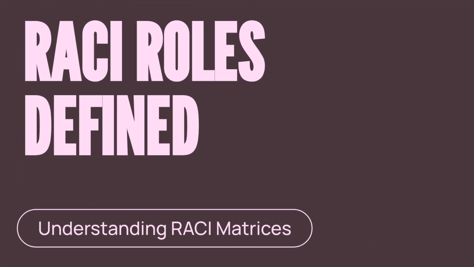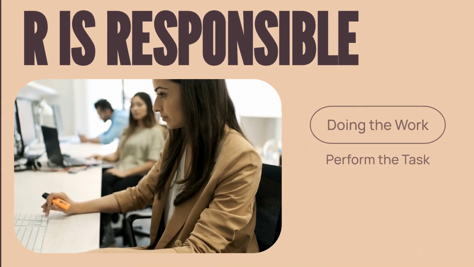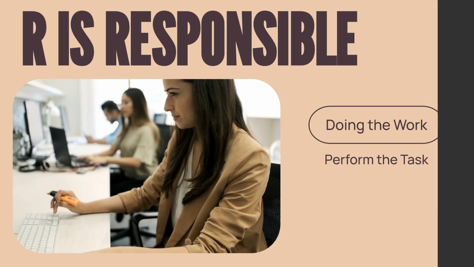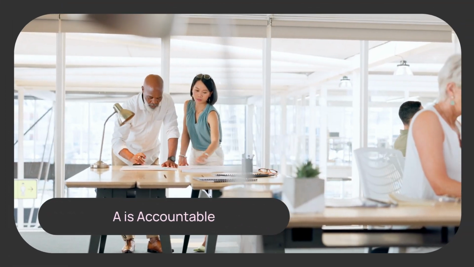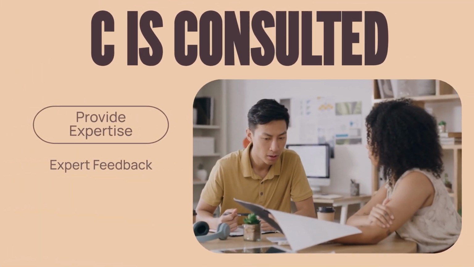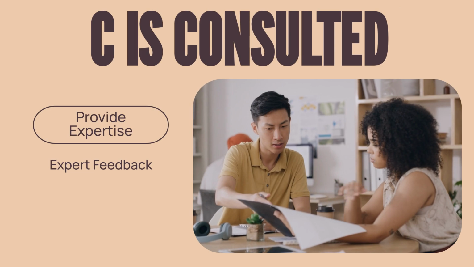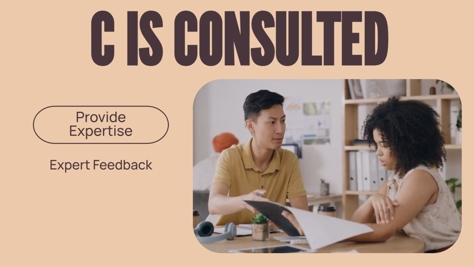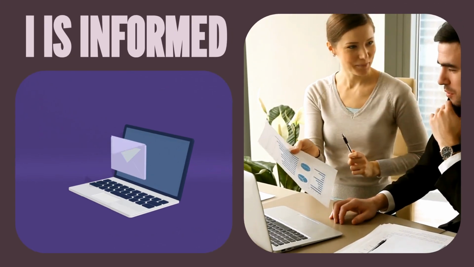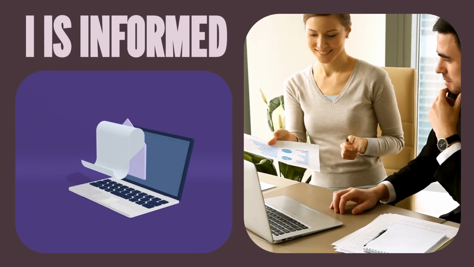Let's define each component of RACI: responsible, accountable, consulted, and informed. Responsible: the one who performs the task and does the work. Accountable: the final decision maker with ultimate ownership for the task. Consulted: those who provide expert opinions or information in a two-way communication. Informed: those who receive updates on progress or completion in one-way communication.